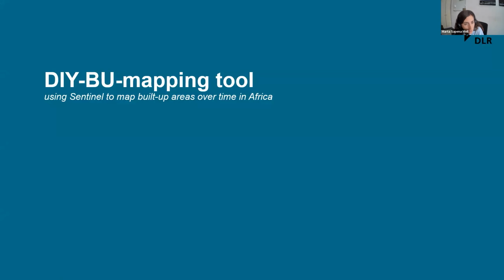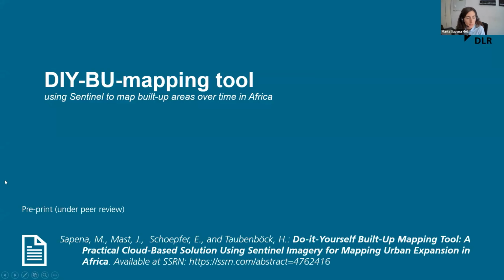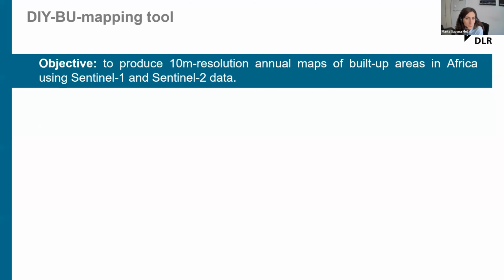We use Sentinel data to map urban growth over time in Africa. The current status is that the tool is already finished and working, but it's not yet publicly available. It will be in the following weeks, because we prepared a research paper where we explain all the methods behind this tool. We tested it in several sites in Africa, and right now the paper is public as a preprint, but it's currently under review, and we are working on the corrections. As soon as the paper is out, we will release the tool, and I will tell you later how to contact me to get access to the tool.